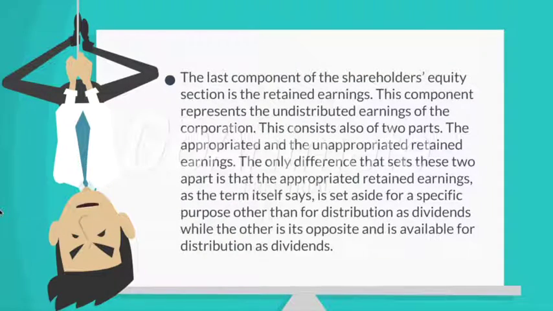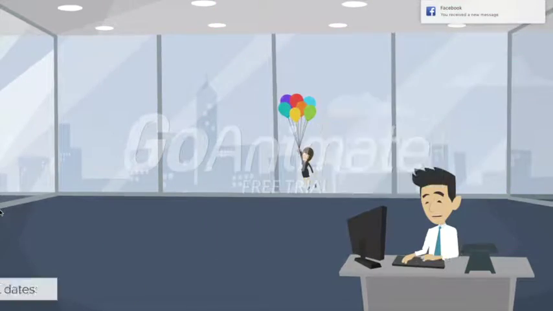The last component of the shareholders' equity section is the retained earnings. This component represents the undistributed earnings of the corporation. It consists also of two parts, the appropriated and the unappropriated retained earnings. The only difference that sets these two apart is that the appropriated retained earnings, as the term itself says, is set aside for a specific purpose other than for distribution as dividends, while the other is its opposite and is available for distribution as dividends.